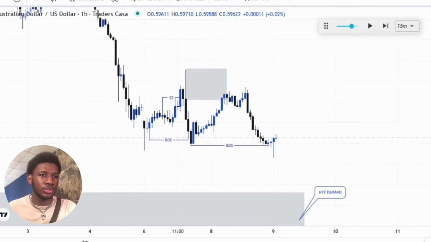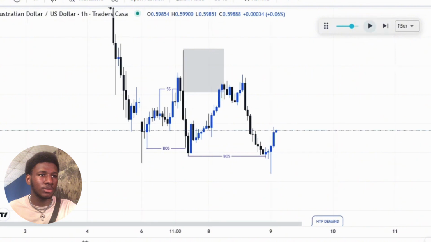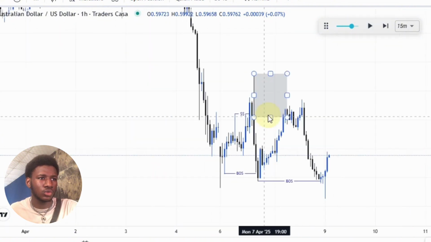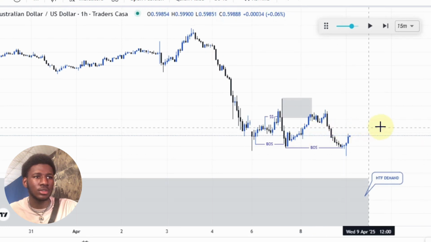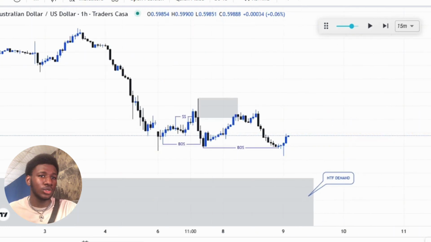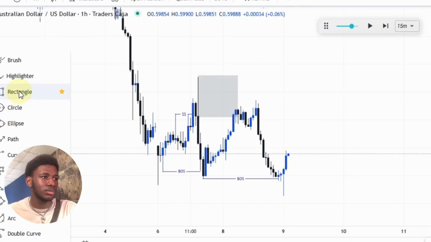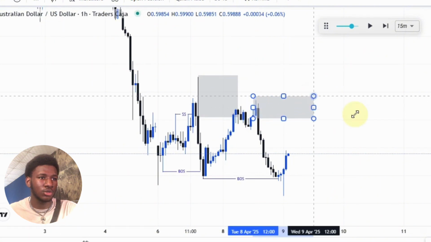So after price broke this structure and then a retracement started happening, I was thinking, where is this retracement going to, right? Is there any zone I could look to sell off? And I saw, I'm sure you guys have already spotted this zone, this nice order block here, this nice supply zone.